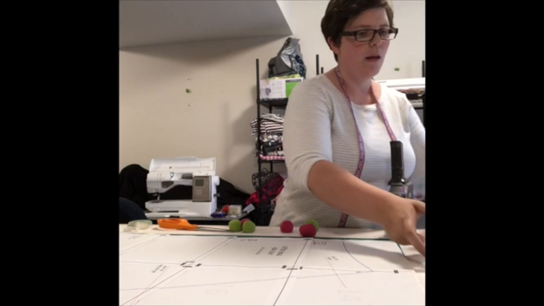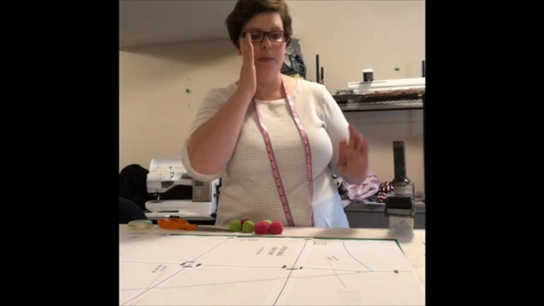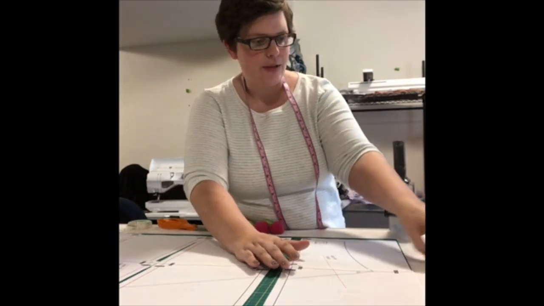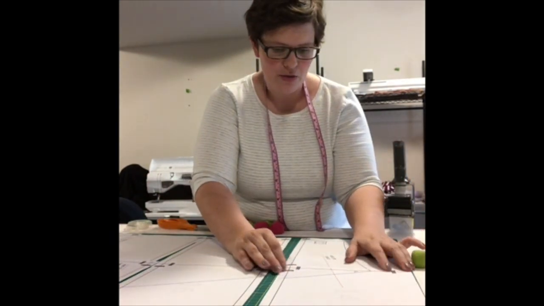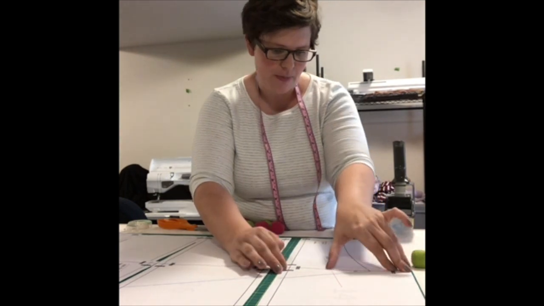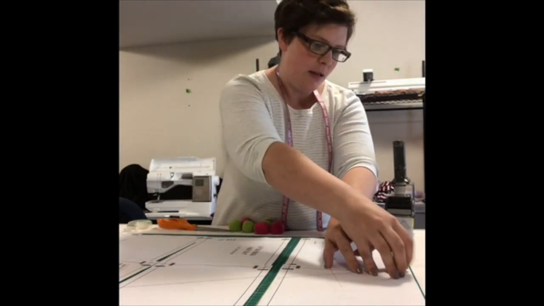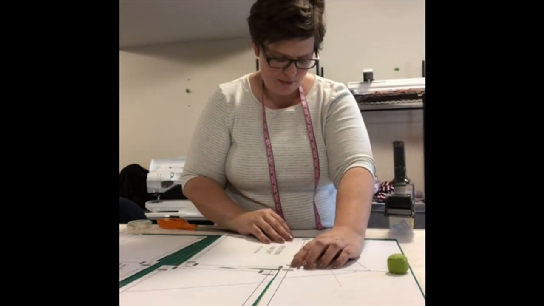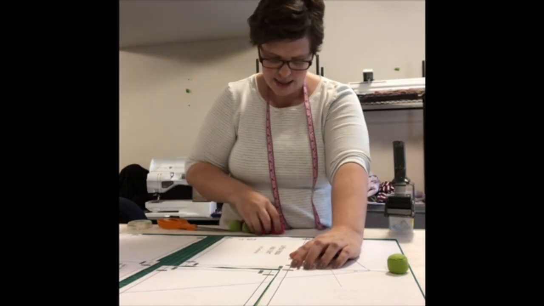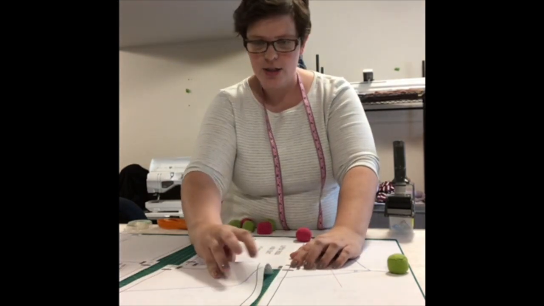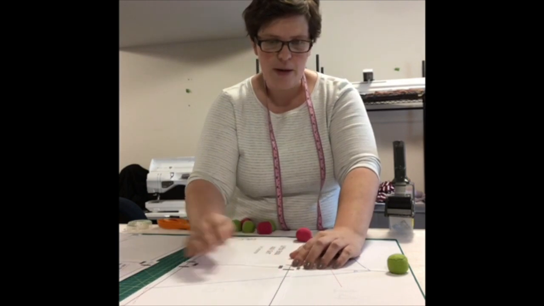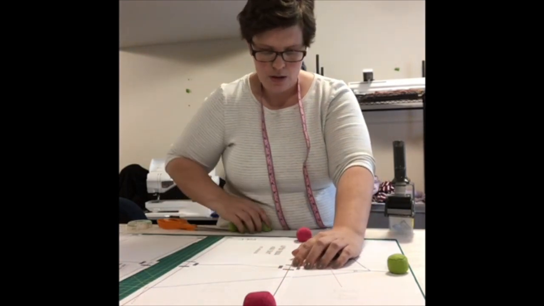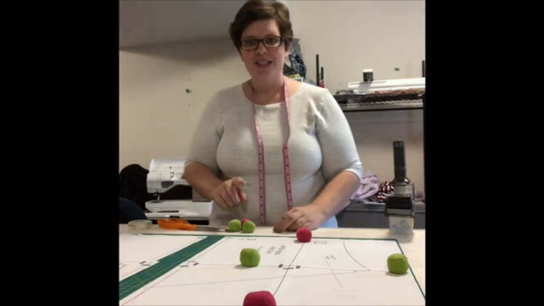Okay, now we're going to match these up. This is when your pattern weights are going to come in handy. So we're going to make sure our A's and B's match up as well as the lines. I use one of my weights there. Then I'm going to make sure my cross section matches up with my C's, A's, B's, E's, D's, G's, F's. All my pattern pieces line up. So while I'm doing that, you do yours.